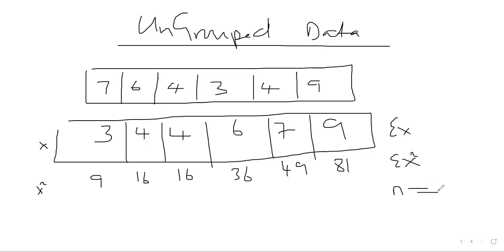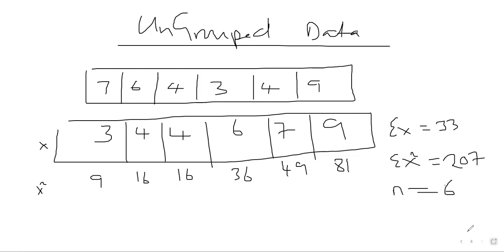So let's add: 3 plus 4 plus 4 plus 6 plus 7 plus 9. The total we get here is 33. When we add the squares, the total we get is 207. Then our sample size is 6.